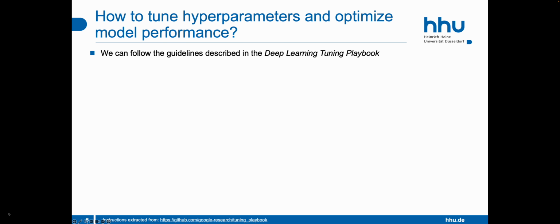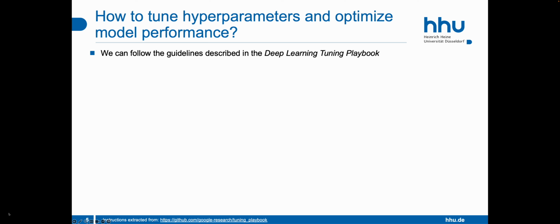Assuming that we now have a running model that is providing reasonable results, we now want to select the model architecture and model hyperparameters that lead to good results. So how can we best tune different hyperparameters of our prediction model? The following rules and guidelines that I will present to you are mostly extracted from the tuning playbook that is published on GitHub by members of the Google research team.